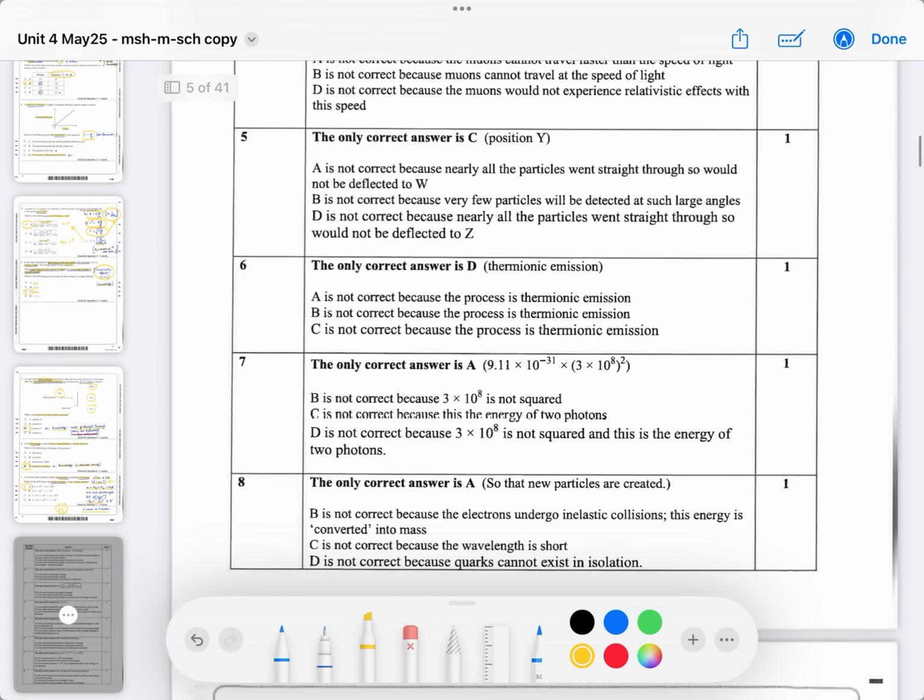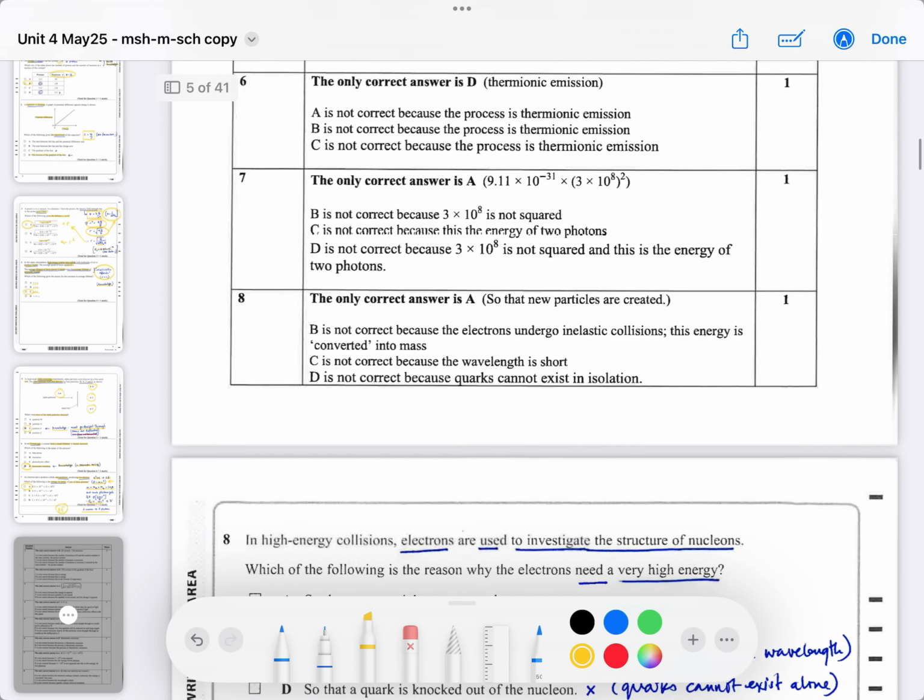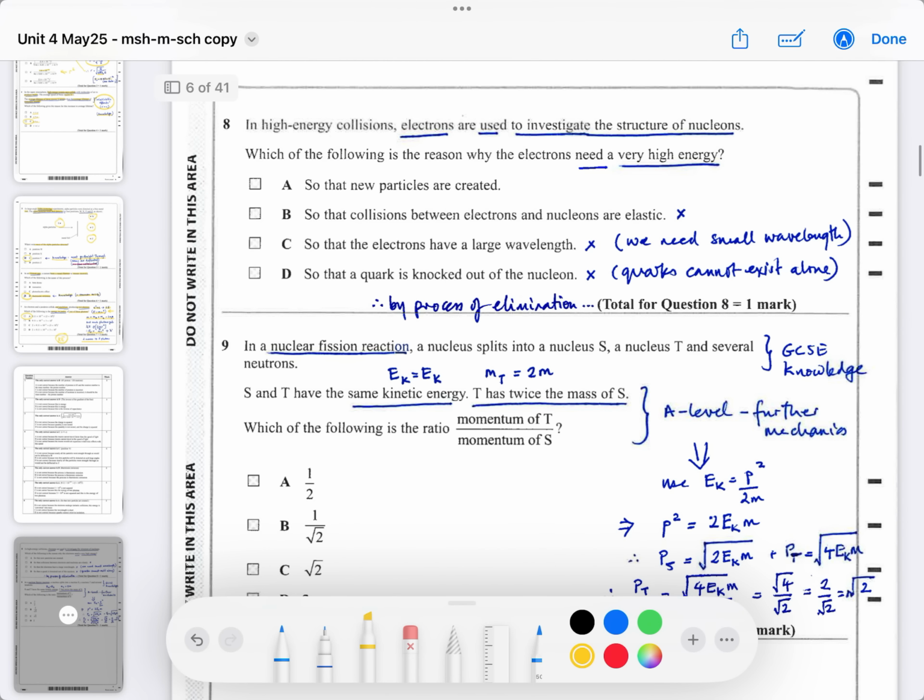That's the first 8. Have we done the first 8 or the first 7? Okay, if the 8 it might be on the next page, okay? Yeah, number 8 is on the next page. In high energy collisions, electrons are used to investigate the structure of nucleons.